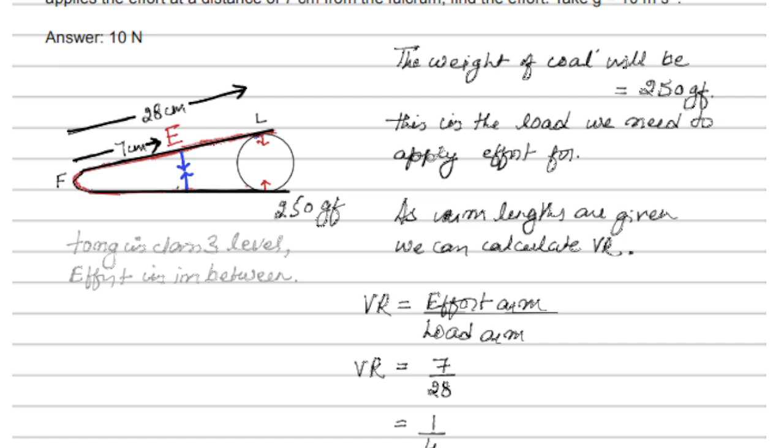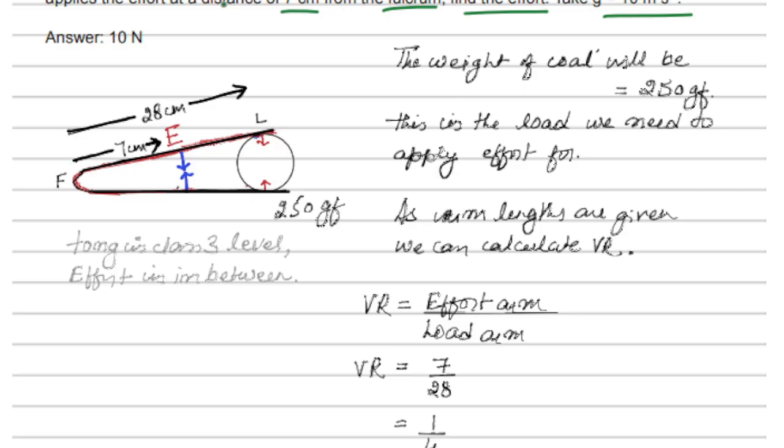A cook uses a fire tongue of length 28 centimeters to lift a piece of burning coal of mass 250 gram. So the load we need to pick is 250 gram force. If he applies the effort at a distance of 7 centimeters from the fulcrum, find the effort. Take g equal to 10. Okay, so this is the fire tongue. To pick up hot objects, like burning coal, we can use it. So let's say this is the burning coal. So we can apply the effort here so that it helps us to keep a distance from the hot object.